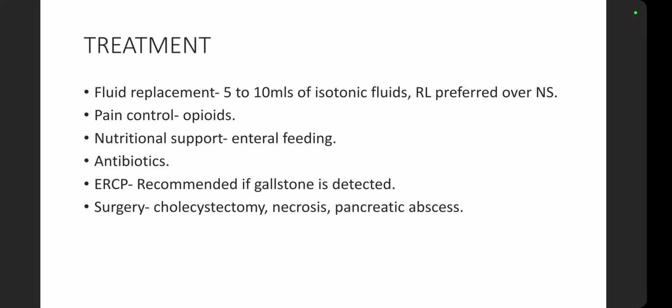And then treatment, you do the fluid replacement, where you are going to give them 5 to 10 ml of isotonic fluids, but the one that is preferred is Ringer's lactate over normal saline. Remember these people are in pain, so you are going to control the pain. You're going to give them morphine, opioids, and also remember these people are malnourished.